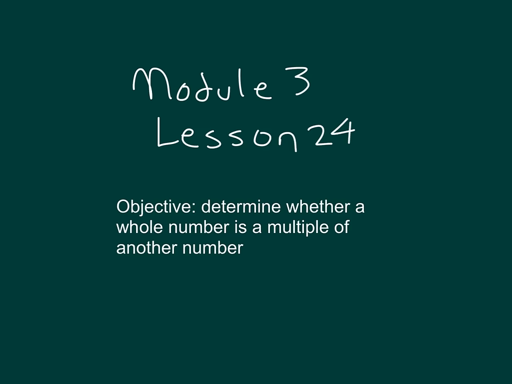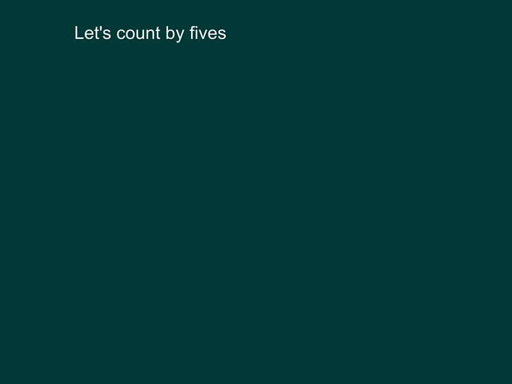Within this lesson, we'll determine whether a whole number is a multiple of another number. Let's count by fives. 0, 5, 10, 15, 20, 25, 30. Count with me. 35, 40, 45, 50, 55, 60, 65, 70, 75, 80, 85, 90, 95, 100.